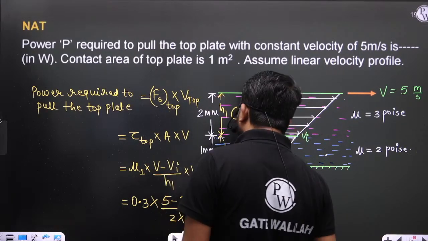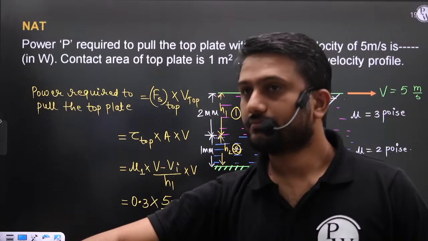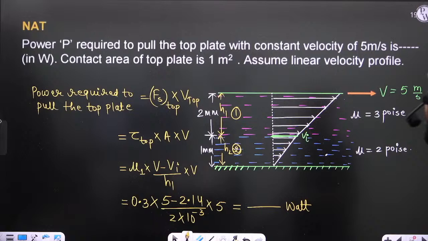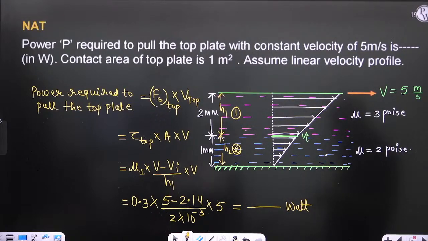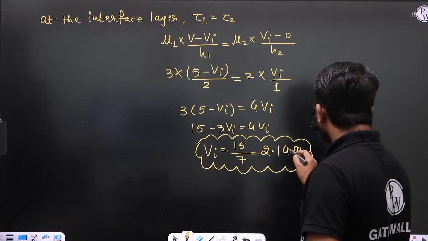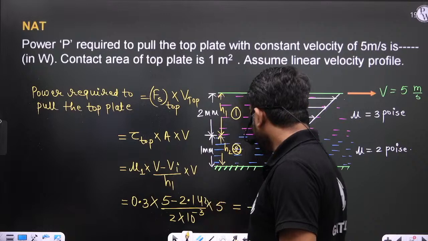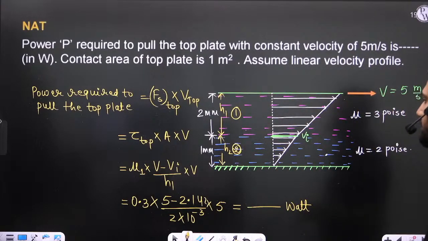So calculate power from this expression. What is the power that you are getting? Vi is 2.142 meter per second. So what is the power? Tell me.